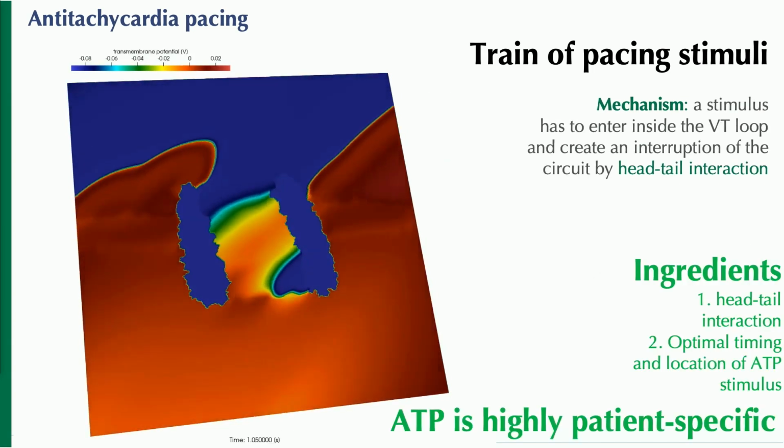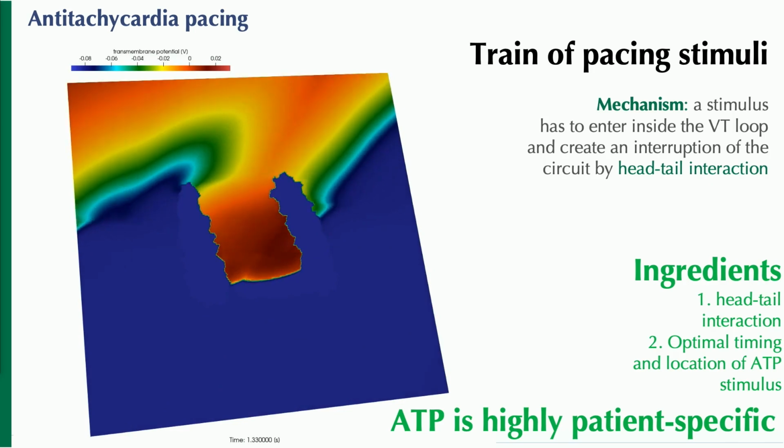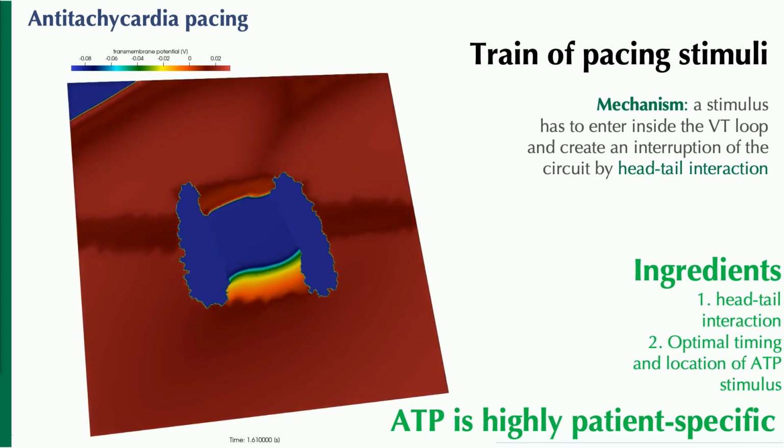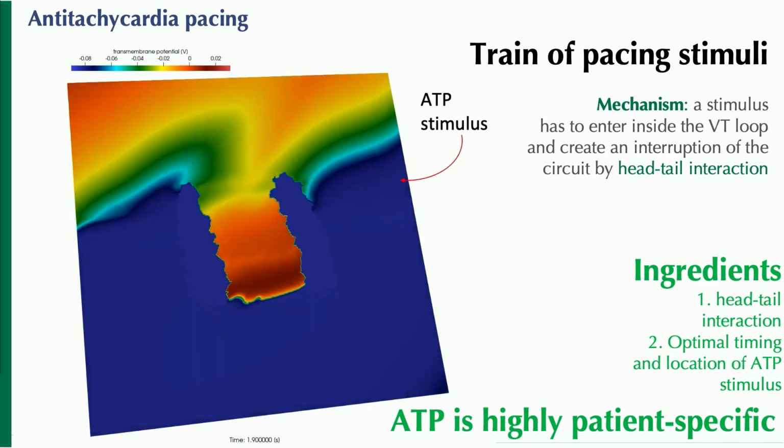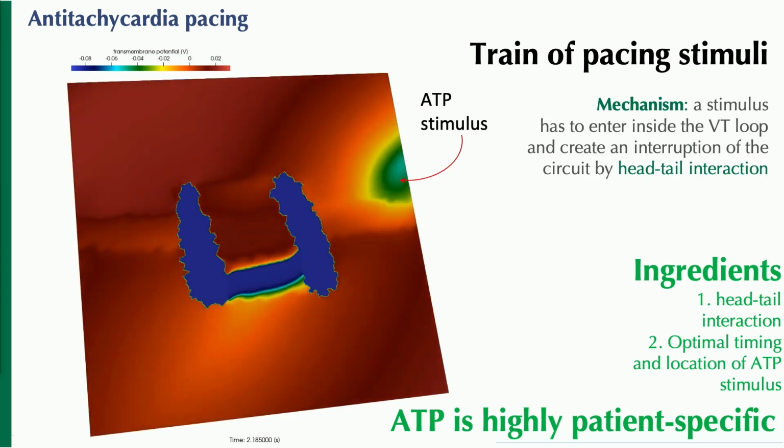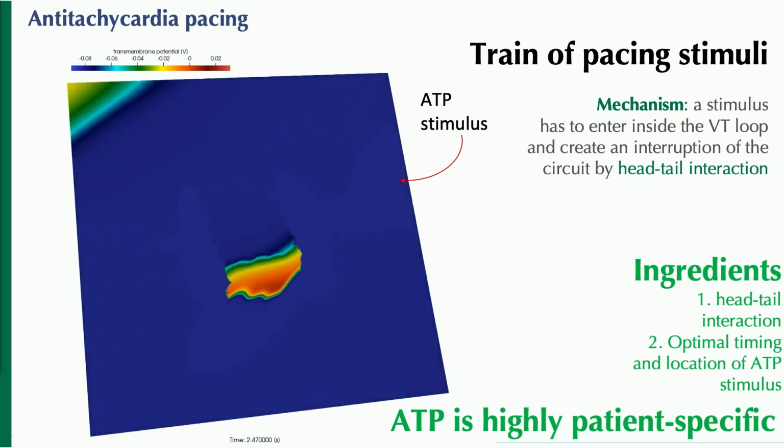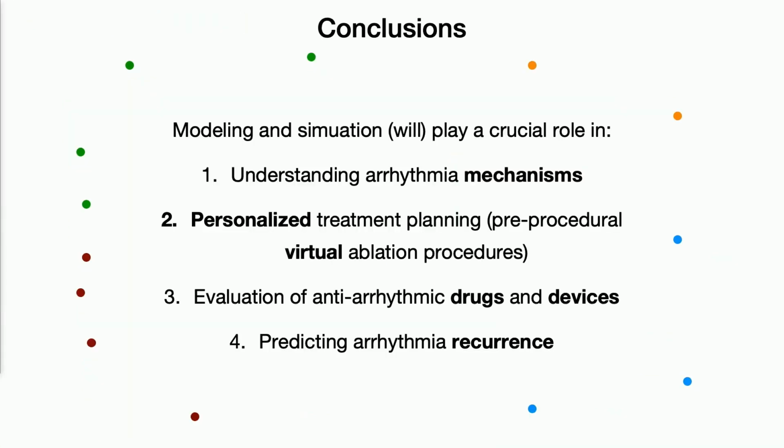Here you see another second of the same VT circuit, and you see here an ATP stimulus that enters and creates an interruption of the circuit by head-tail interaction.